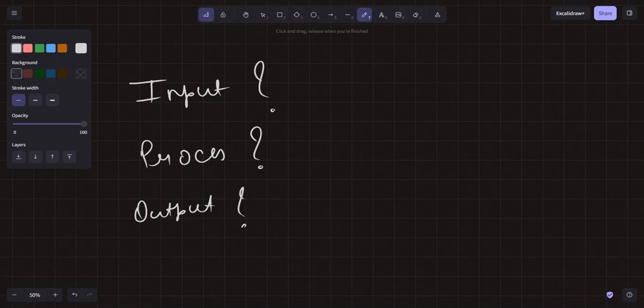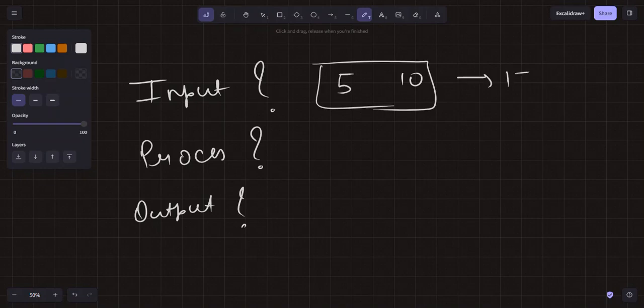So let's take an example: you want to add two numbers, right? So input, what will you pass? Two numbers, we can say 5 and 10. These numbers you have passed, right? So what process do you follow to add them? The result is 15. So how does it become 15? You didn't multiply it, you didn't subtract it, right? So the process is that you have to apply addition, and you will get 15 here.